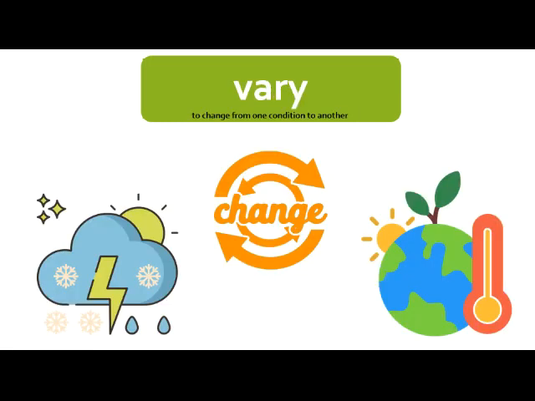Our next word is vary. To vary means to change from one condition to another. So many things in life can vary. The weather varies, right? It might be sunny one day, might have a thunderstorm another day. In some areas it might snow one day, we might get rain. So the weather varies, it changes a lot, right?